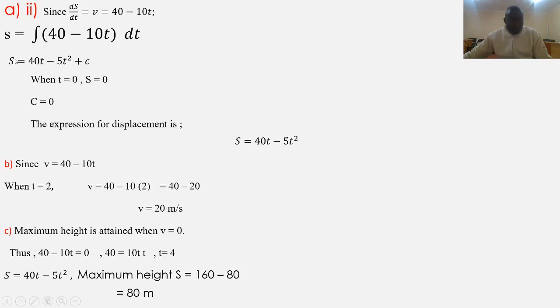0, 0. And therefore even this one is 0, that's the displacement, and therefore c is 0. So the equation becomes 40t minus 5t squared. So that is the displacement. The expression for displacement will be s equals 40t minus 5t squared.